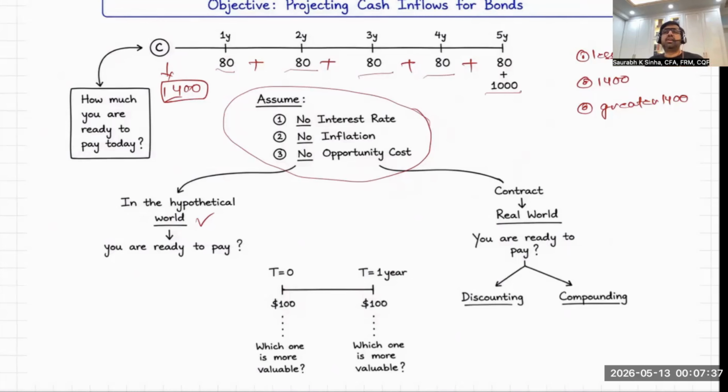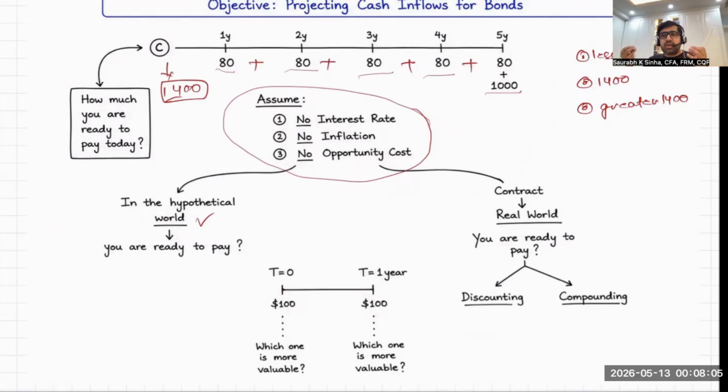You would say today. Everyone will say today because there is something called inflation. There is something called interest rate. There is something called opportunity cost. So you got the point. The time value of money comes into the picture only if there is interest rate, only if there is inflation, only if there is opportunity cost, or any one of them. If any one of them exists in the real world, there is the concept of time value of money.